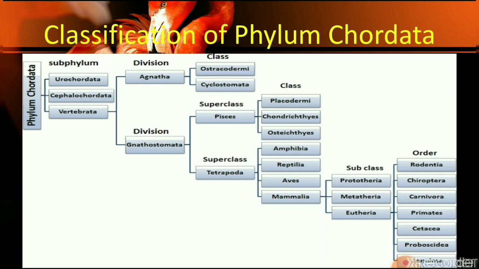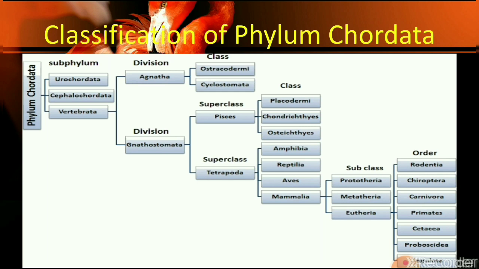Division Agnatha is further divided into two classes, Ostracodermi and Cyclostomata, while division Gnathostomata, which contains well-developed jaw or jaw bones, is further divided into two superclasses, Pisces and Tetrapoda. Superclass Pisces is further divided into three classes, Placodermi, Chondrichthyes, and Osteichthyes, while superclass Tetrapoda is divided into four classes, Amphibia, Reptilia, Aves, and Mammalia.